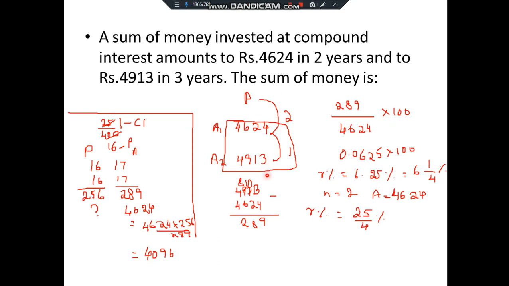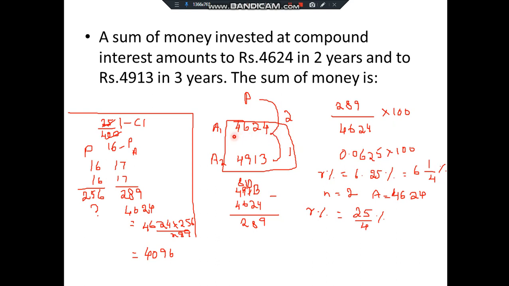Please be very careful in this. From one amount to another amount within 1 year, if there is an increase, that increase is nothing but due to your compound or simple interest. Here it is compound interest, right? So when you subtract both, you can get your compound interest. So subtract 4913 and 4624. You will get the value as 289. That 289 is nothing but the interest charged on 4624, right?